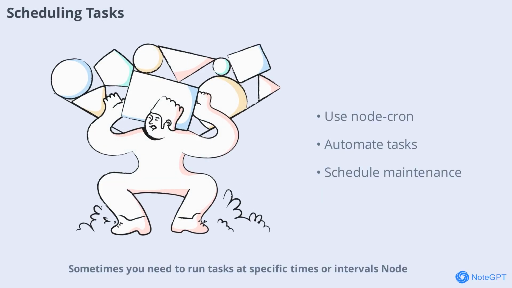Sometimes you need to run tasks at specific times or intervals. Node.js supports task scheduling with packages like Cron. You can automate backups, send emails, or perform routine maintenance, all from within your application.